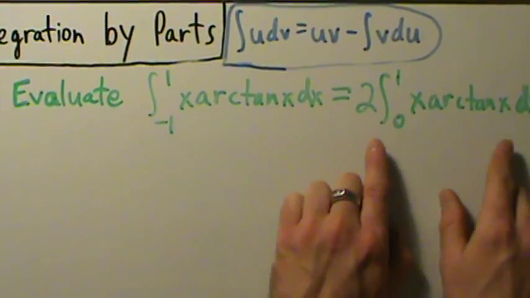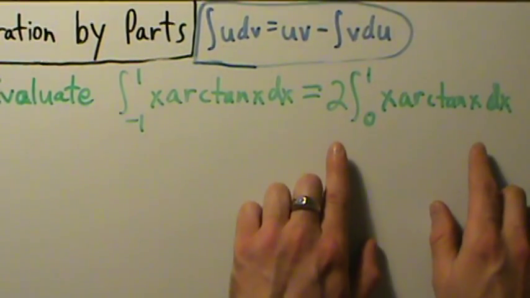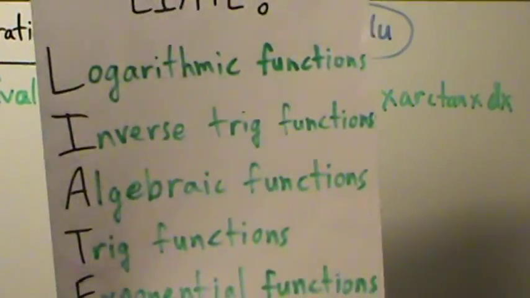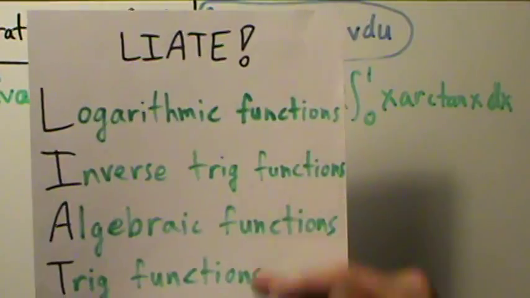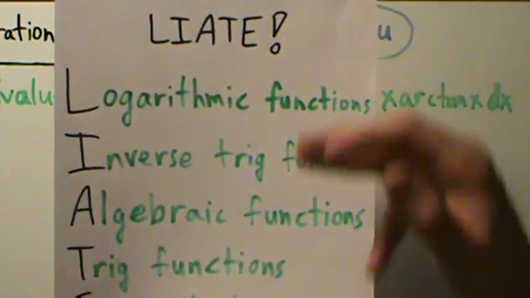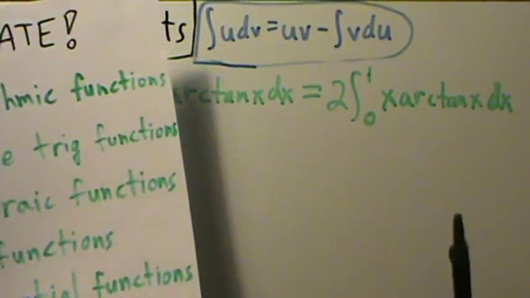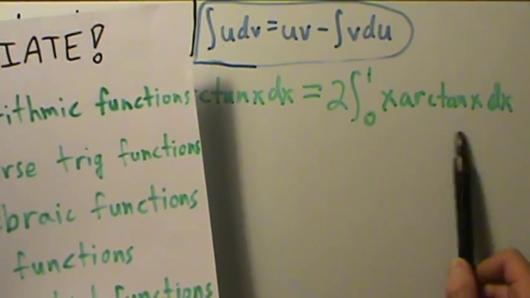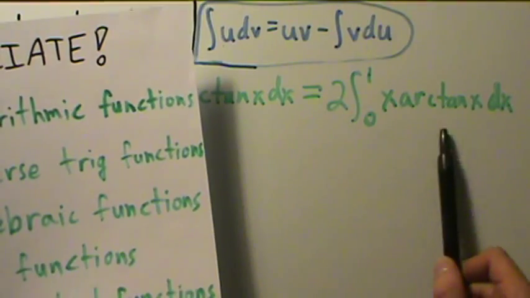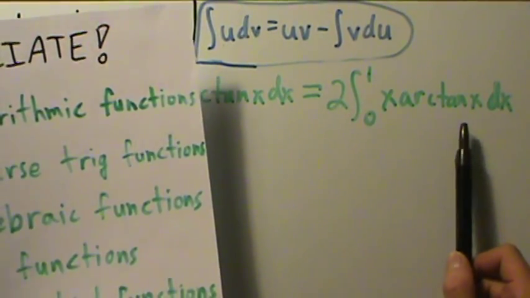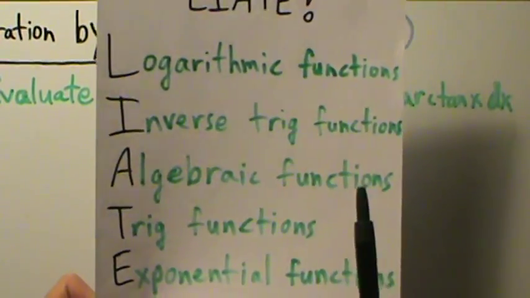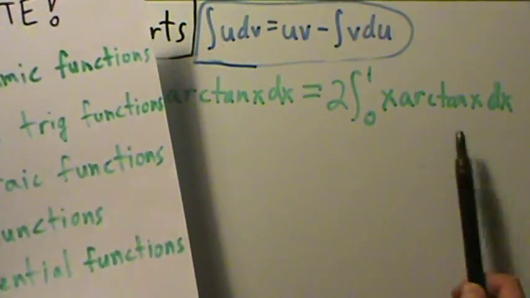Remember, if we want to integrate by parts, we have to choose a u. So we go to our LIATE rule. Choose u to be the first type of function that appears on this list if you go from top to bottom. So what kind of functions do we have? x, that's algebraic, and arctan of x, that's inverse trig. That's the inverse tangent function. Inverse trig appears first, it's right above algebraic. So we choose u to be the arctan function.